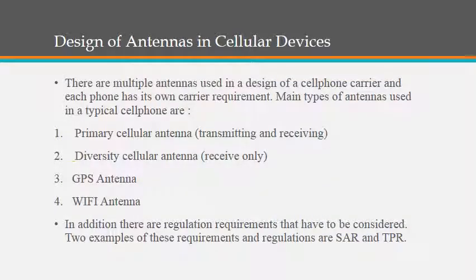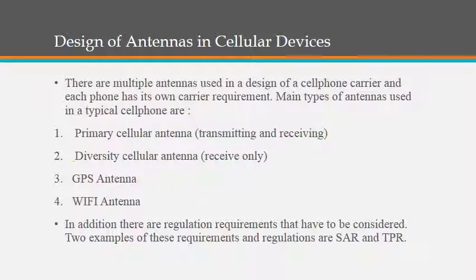Now, here we're talking about the design of antennas in cellular devices. There are multiple antennas used in the design of cell phone carriers, and each phone, as we talked about before, has its own carrier requirements, and above that there are also regulations that the government has on these devices, such as SAR, which is basically how much radiation is allowed to be exposed to a human body, right? So they have some control on that.